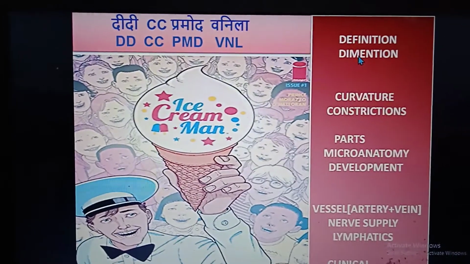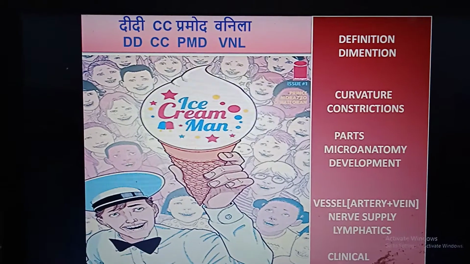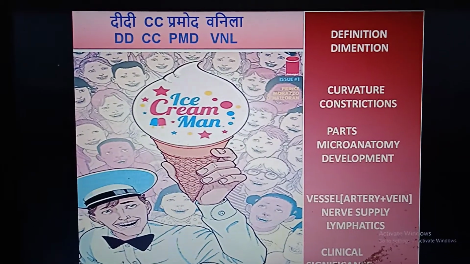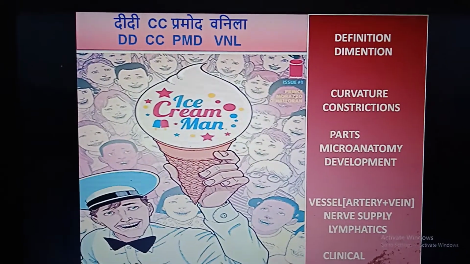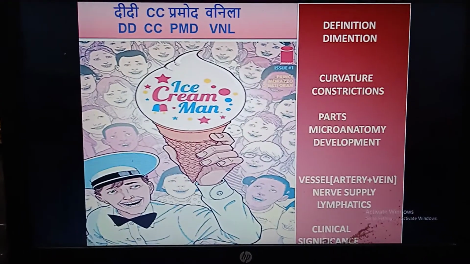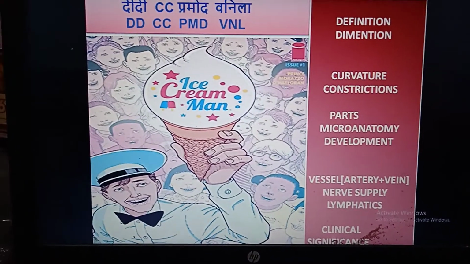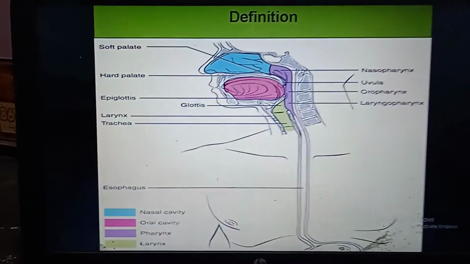So all these are subheadings on which we have to discuss: definition, dimension, curvature, constriction, parts, microanatomy, development, vessels, artery plus vein, nerve supply, lymphatic, as well as the clinical significance.